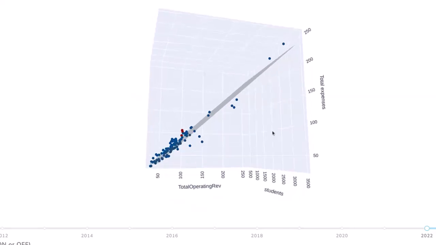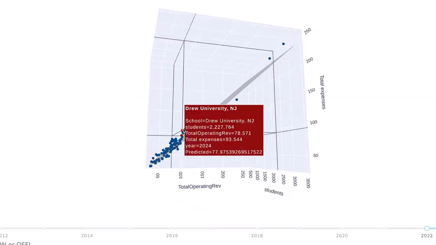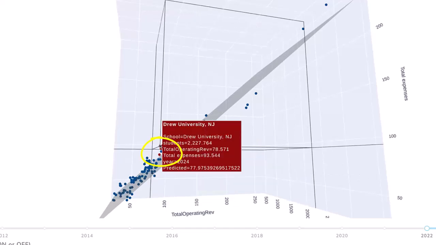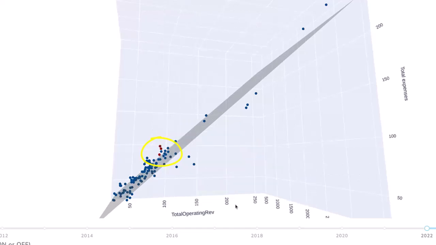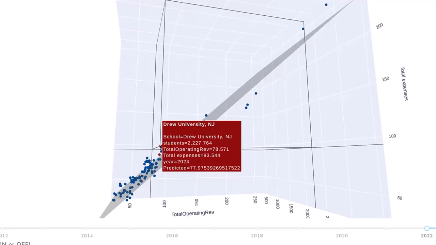Okay. So you may have noticed that the red dots here are Drew, and I can zoom in a little bit. Those red dots off the plane like that, that's Drew's problem that I'm about to talk about. They're off the plane. The plane is where they should be if they're going to be average for the peer set and given the revenue and students, and they're well above the plane. You can see it right here.